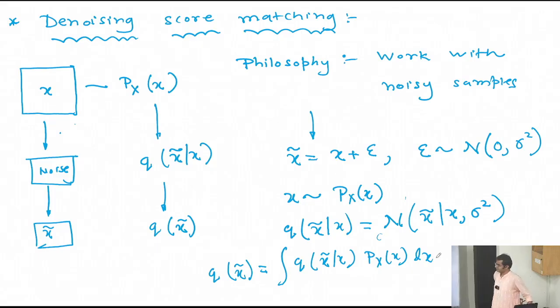P of X is not known, but you have samples of P of X. Q of X tilde is also not known. You don't marginalize, you write the formula. But you have samples, right? You can add small noise to them, and that's all you do. Basically, you create noisy samples. You take the clean samples and create noisy samples. That's all you do.